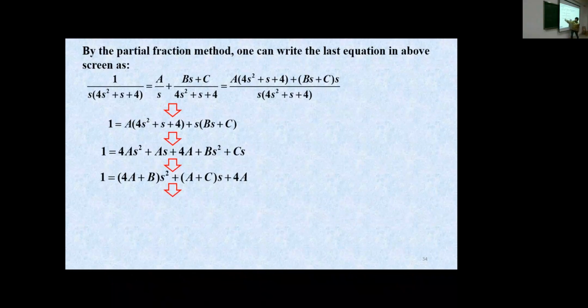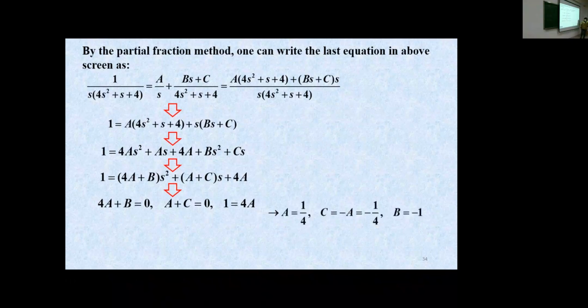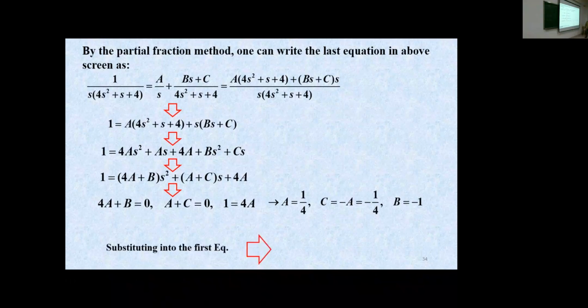Then in order to make this equal to 1, what conditions can we have? It's just 1 here. So 4A should be 1. In s squared, the coefficient should be zero, and so on. So we should have 3 equations, right? Then we can solve A, B, C, 3 constant coefficients. Then substitute this to this.